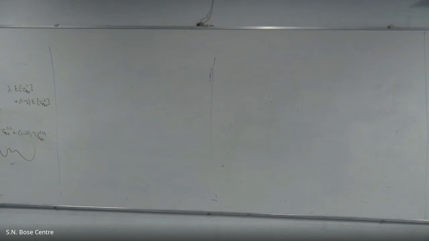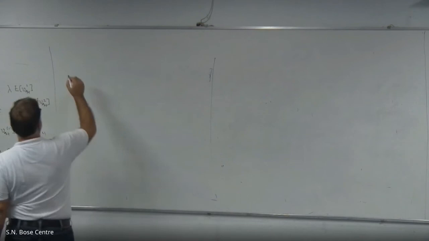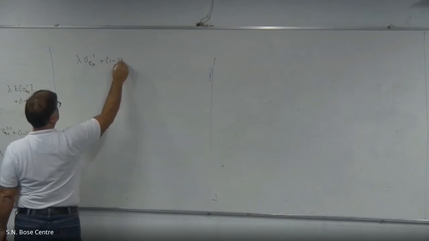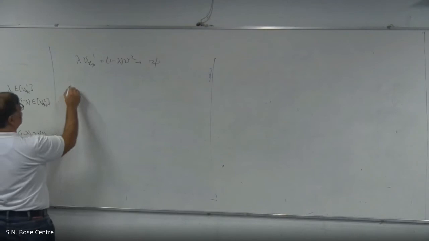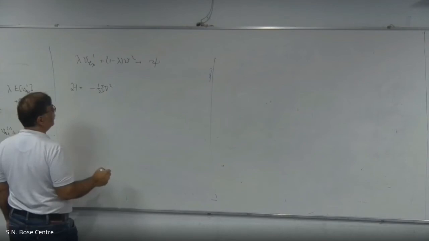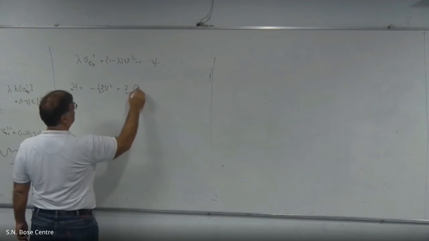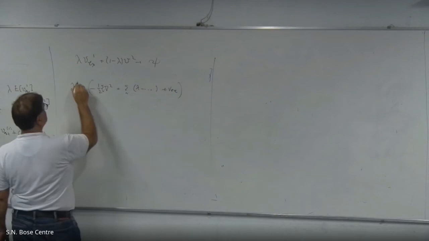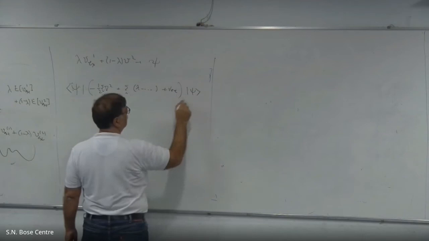So you're saying that, I'll assume that the potential corresponding to lambda V1 plus (1 minus lambda) V2 is soft. So the Hamiltonian, which is the sum over r of minus del square, plus this V external summed over i, plus VEE, all that expectation value with respect to this psi is minimum. Right?